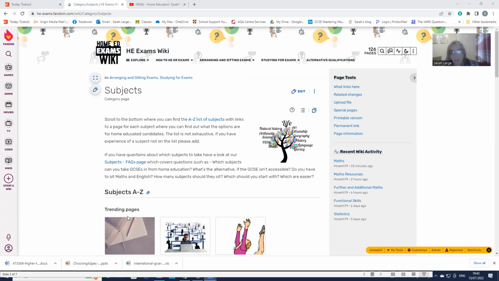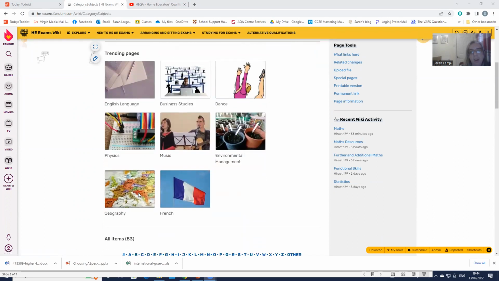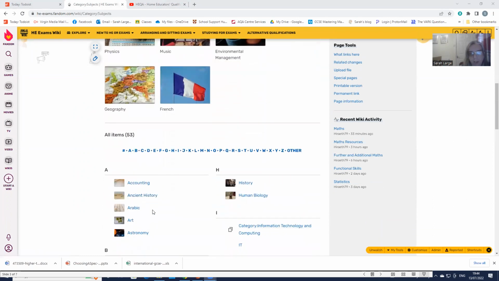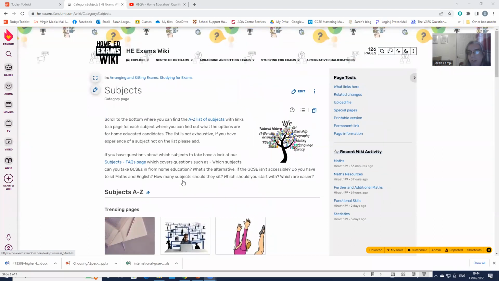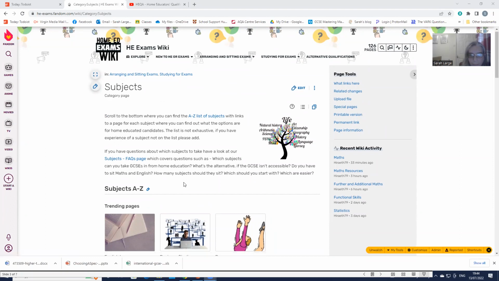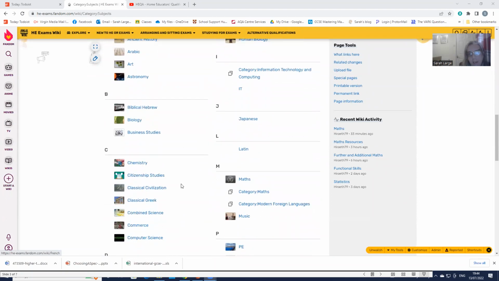I've been working through the subjects for about a year now, trying to make sure they're all up to date. Unfortunately, things change every now and again. I keep having to go backwards. But most of them now have a whole list of resources to do with them. So the subjects page is a good place to start for whatever subject you want to look at. And you can scroll down and you can see the list of subjects.